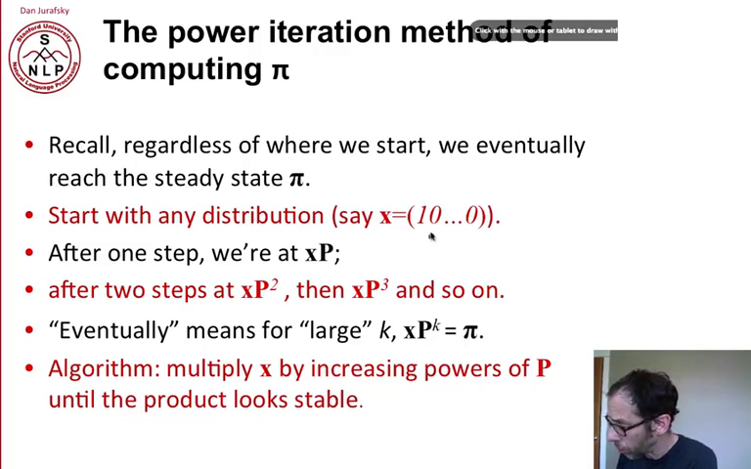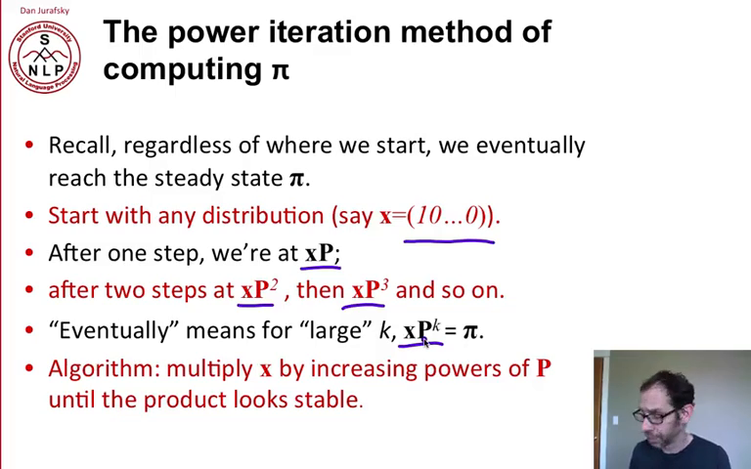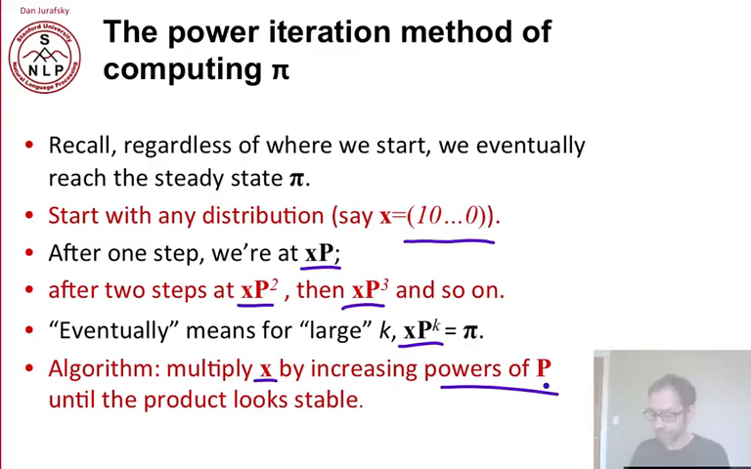Let's start with the distribution with probability 1 of being in state 1 and probability 0 of being in every other state. And then we multiply by our transition probability matrix P. So after one step, we're at xP. After two steps, we're at xP squared. And then at xP cubed and so on. So eventually, for some large k, xP to the k, we're at pi. And so what we're going to do to estimate pi is just multiply x by increasing powers of P until the product looks stable, and we'll call that pi.